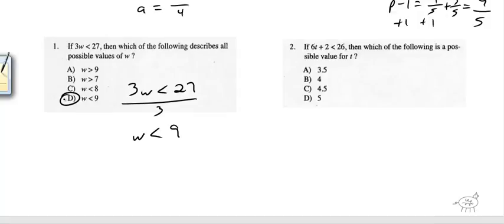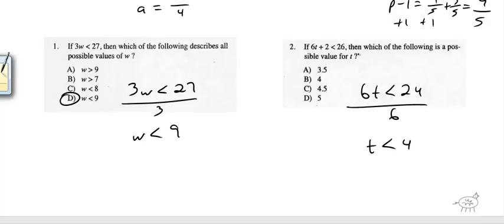Very straightforward. Okay. Number 2, kind of the same thing. Again, I'm not going to rewrite it. I'm just going to subtract 2 from both sides. So I get 6t is less than 24. And divide by 6. So t is less than 4.